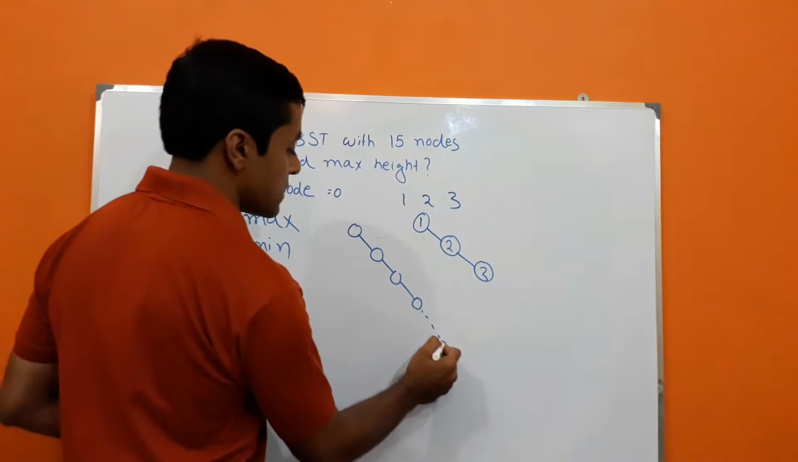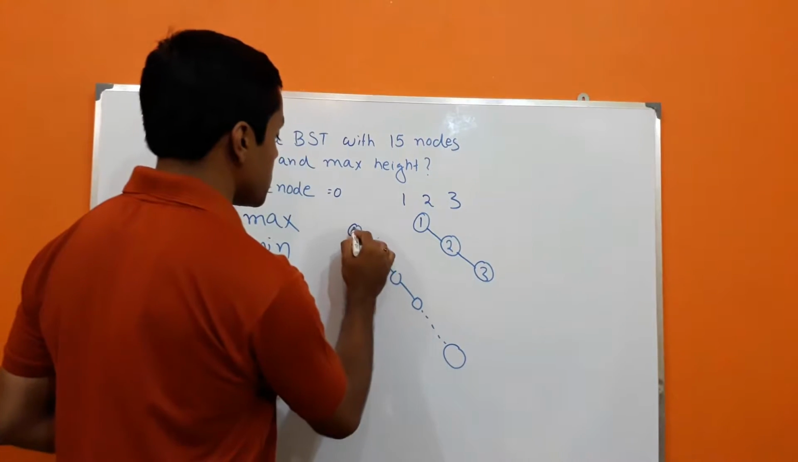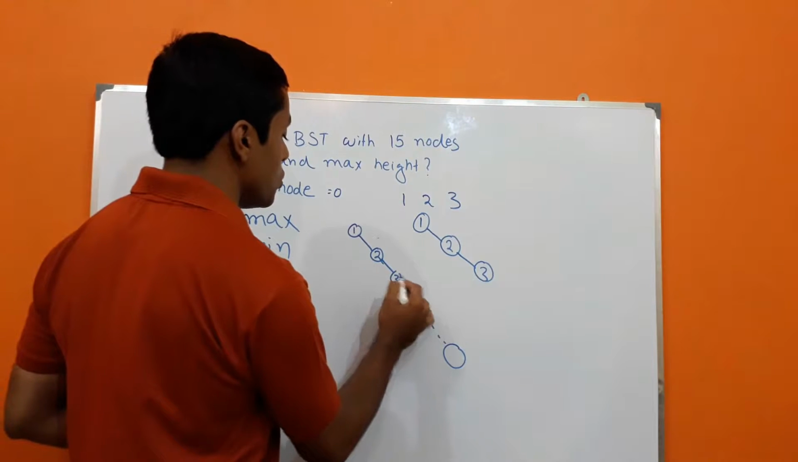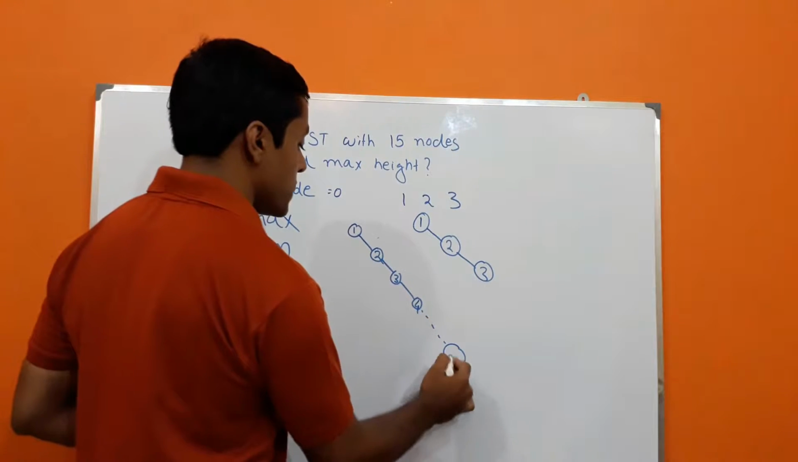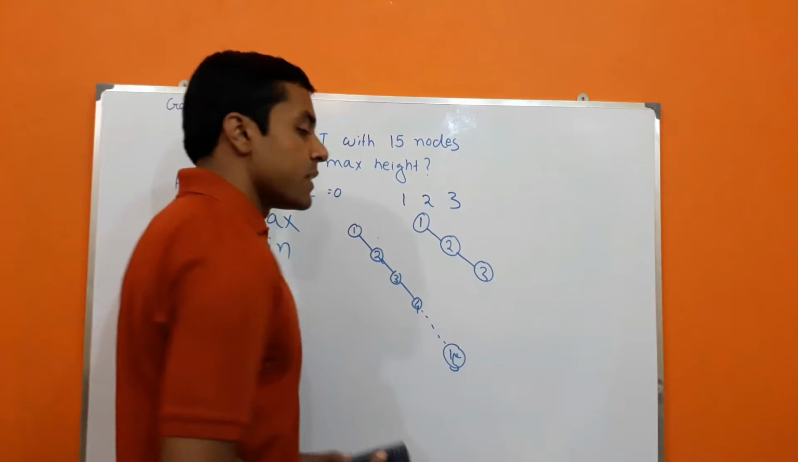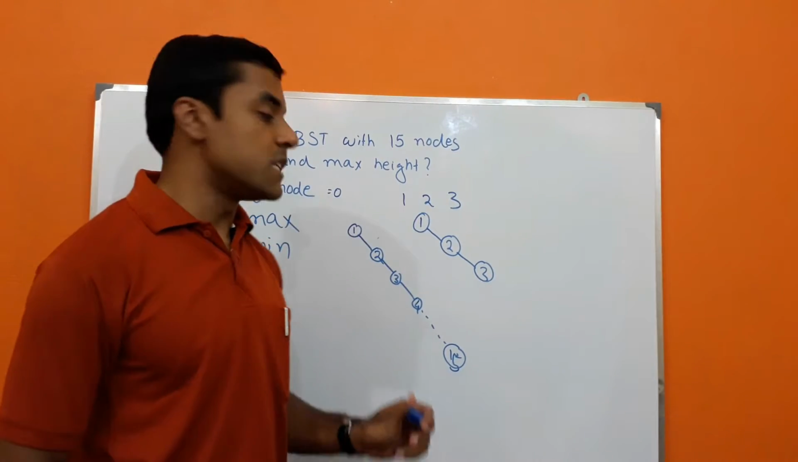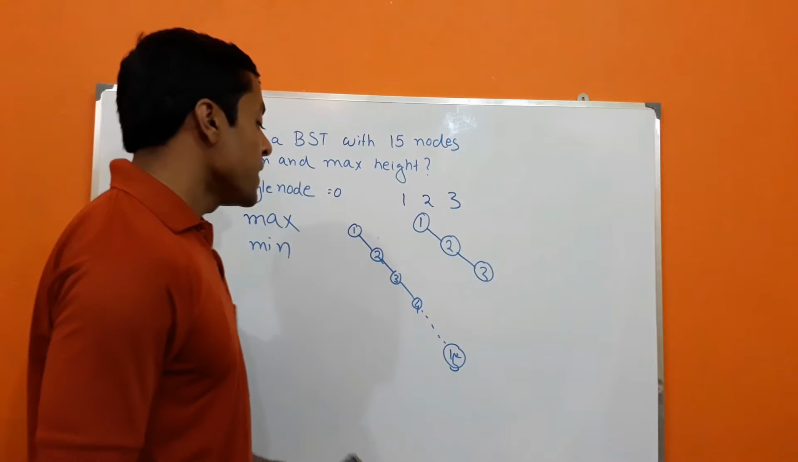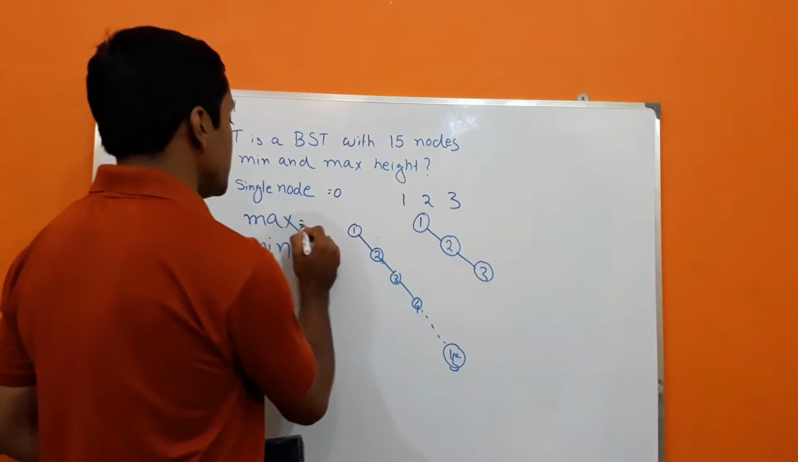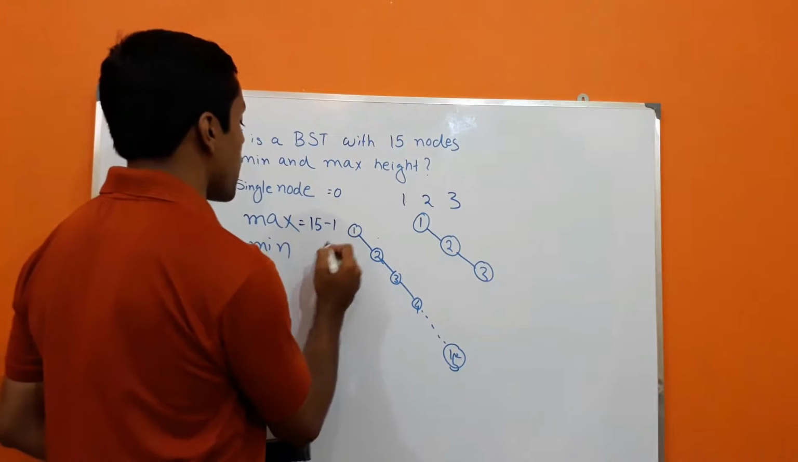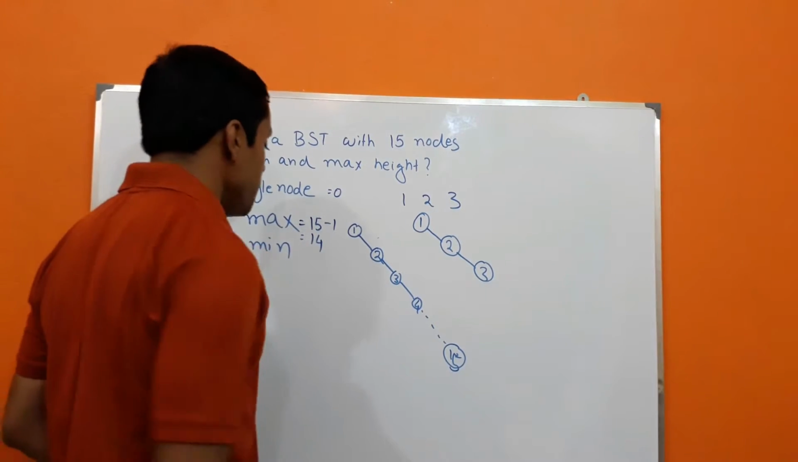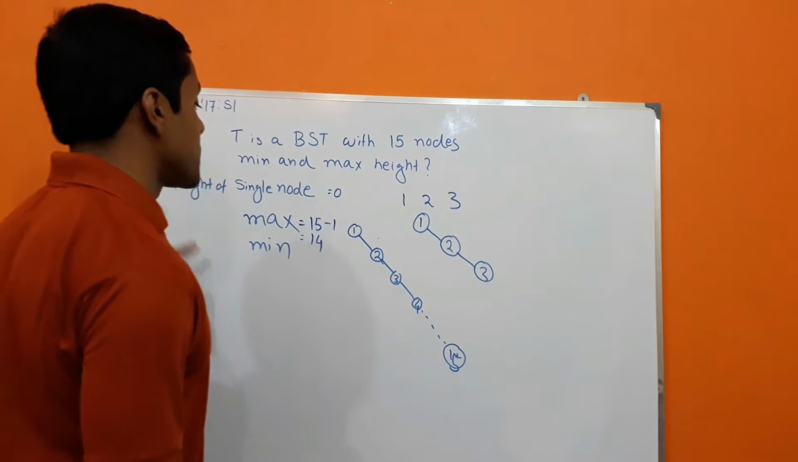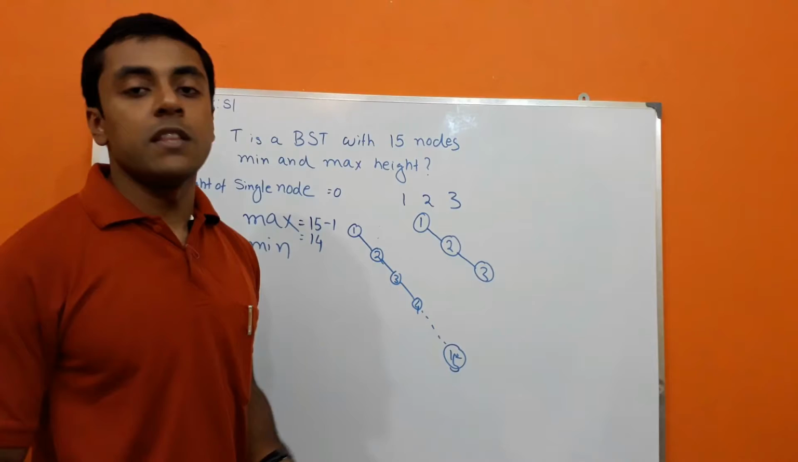see, if I place 15 nodes in this way, this is node 1, node 2, node 3, node 4. In this way, this is the 15th node. That means if I place these 15 nodes in a skewed tree, then we should get a height of 15 minus 1, that is 14. Why? Because the height of a single node is 0. It is mentioned in the question.